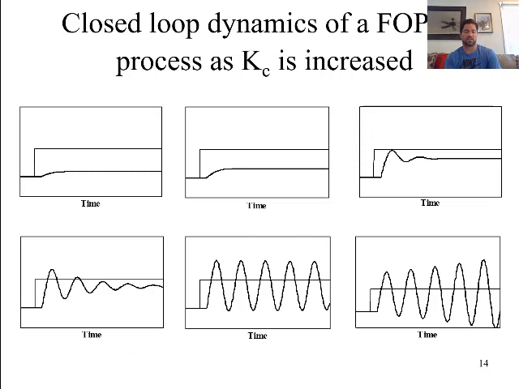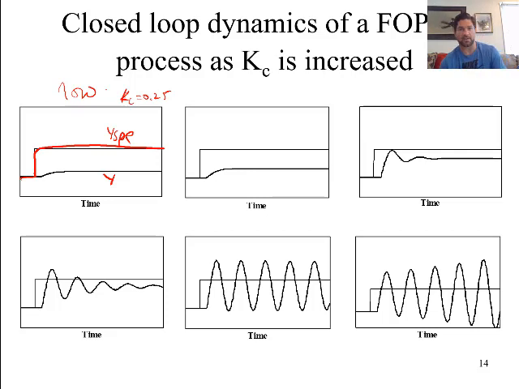This plot shows it graphically. Here we're looking at low kc. This is our set point change, y specified, and this is y. This is how y changes in response to y specified as you increase kc. I think in this example, maybe kc was equal to 0.25.